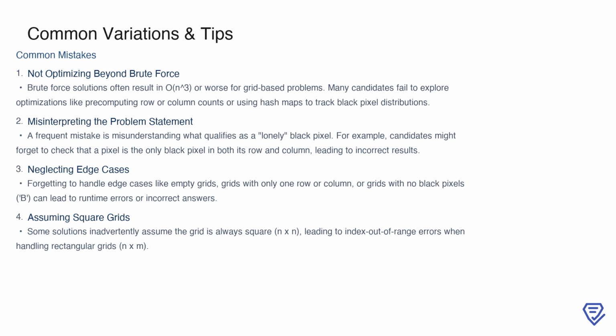Additionally, edge cases like empty grids, grids with only one row or column, or those with no black pixels at all can easily be overlooked, causing runtime errors or incorrect outputs. Lastly, some solutions assume that grids are always square, which is not guaranteed. This can result in index out-of-range errors when working with rectangular grids. It's crucial to keep these pitfalls in mind during implementation.